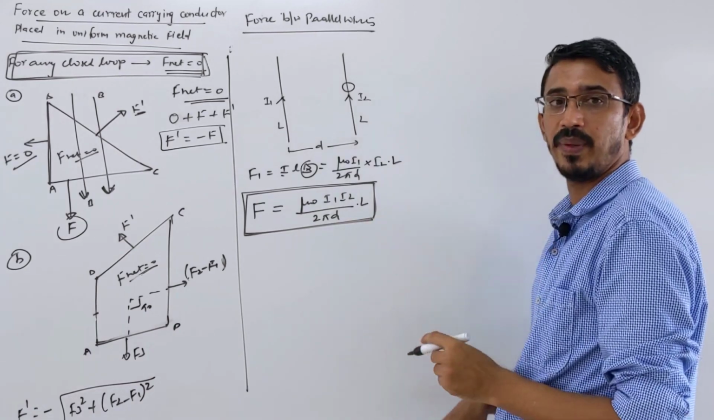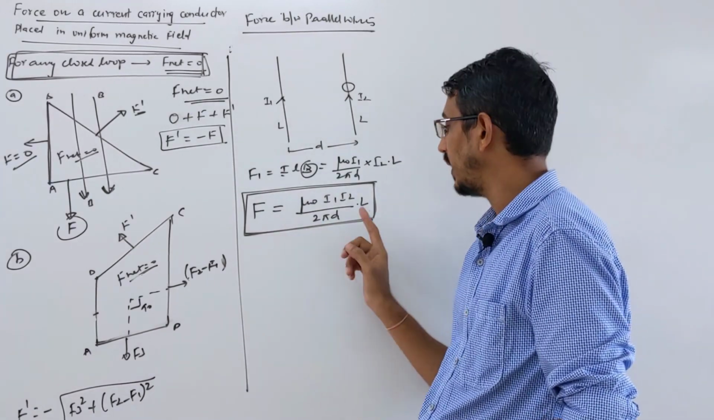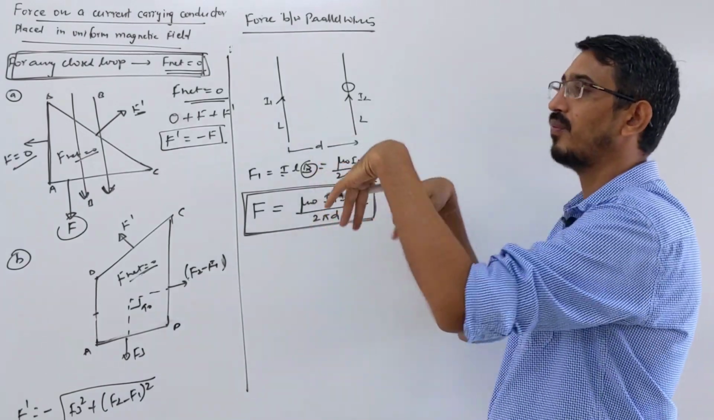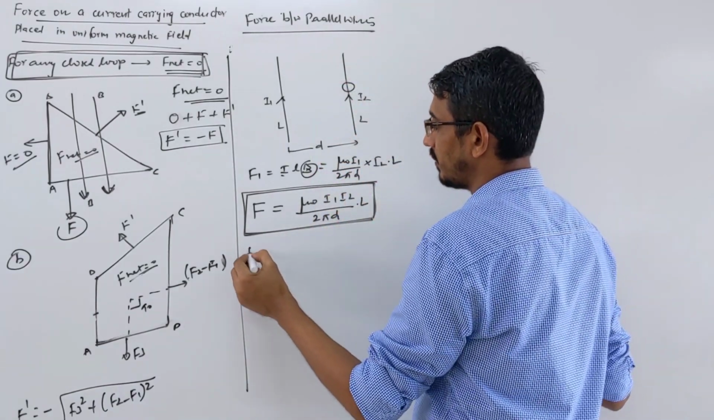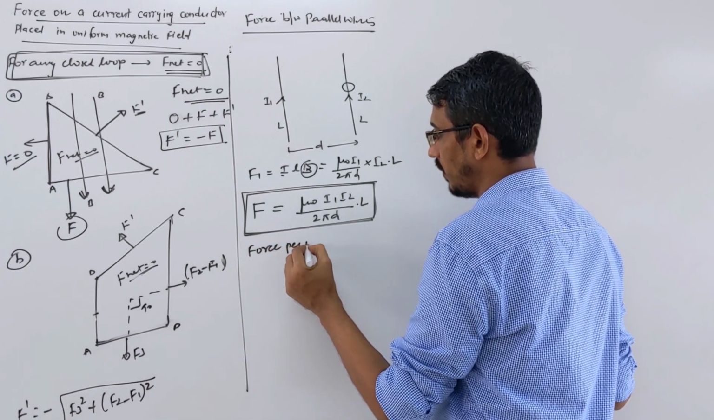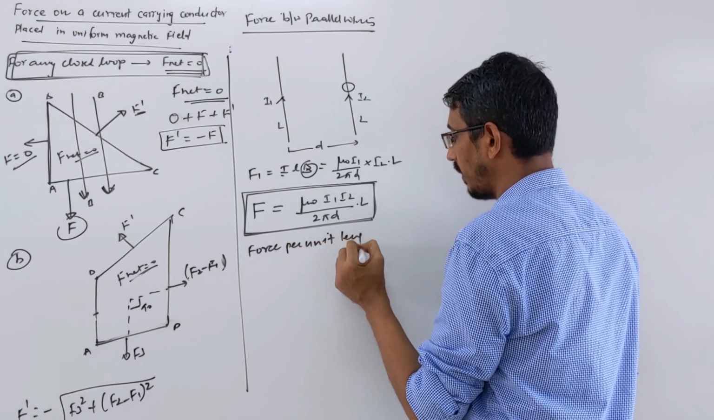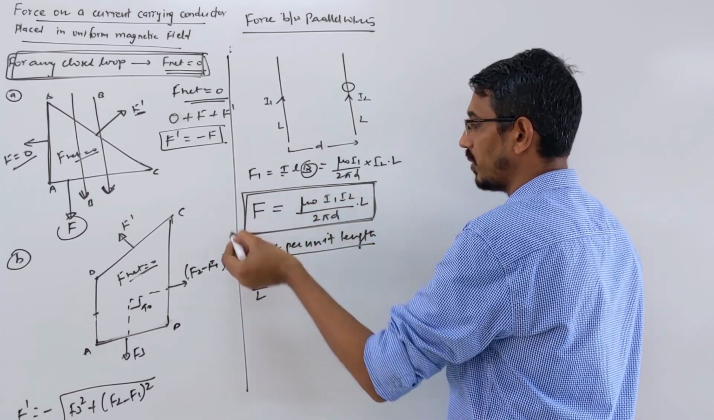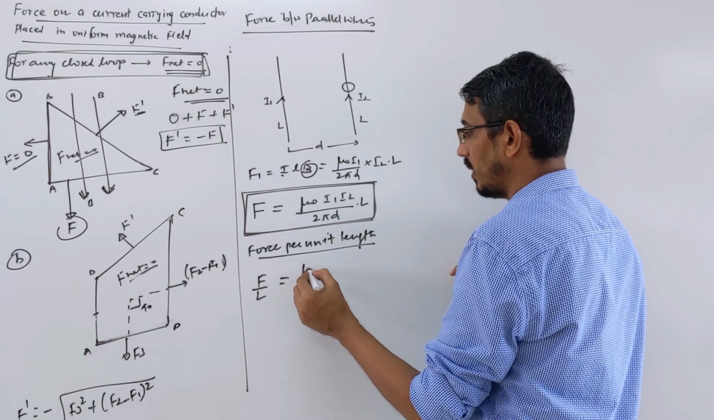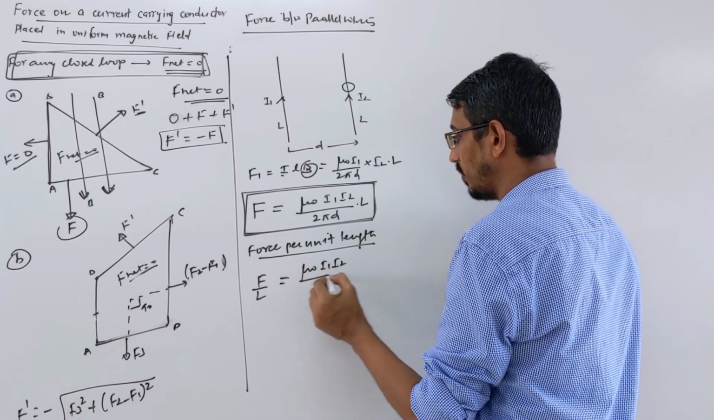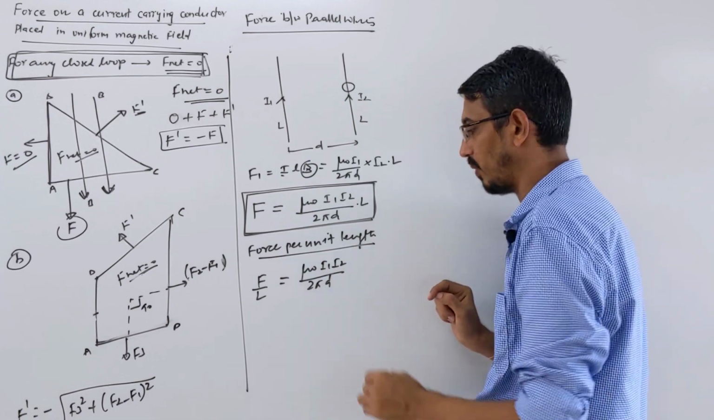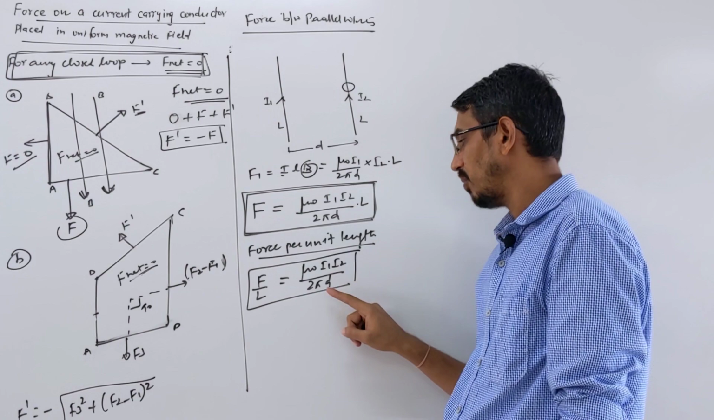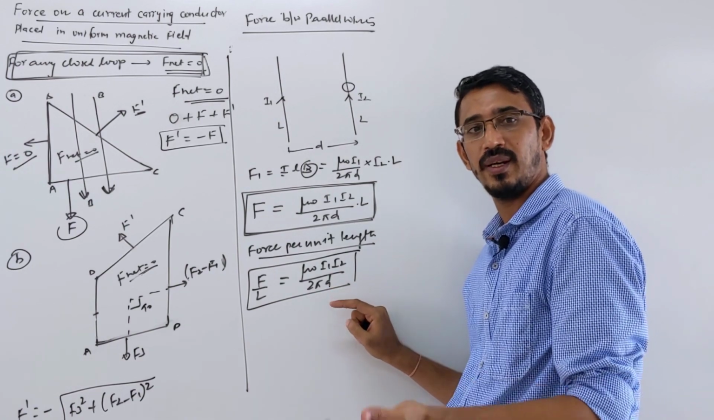But most of the time, what will happen? There is a total force, so we need length here. Generally they always ask in terms of force per unit length, because these wires will actually be infinitely long. So they ask force per unit length. So how much force per unit length? You just write F by L. L you bring to the other side, and this force per unit length becomes mu naught I1 I2 upon just 2 pi d. Very simple formula. Mu naught, currents in these two wires I1 I2, by 2 pi d. This is the force per unit length.